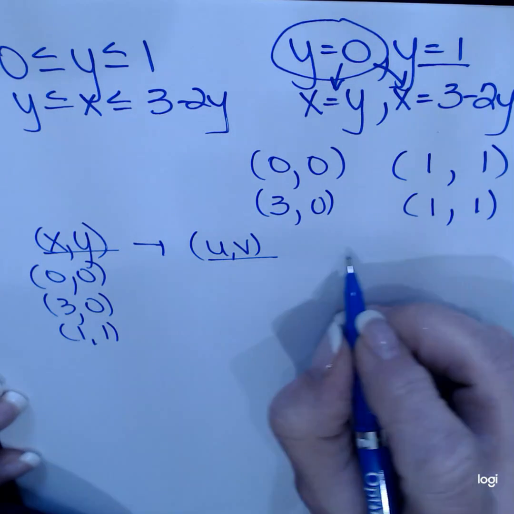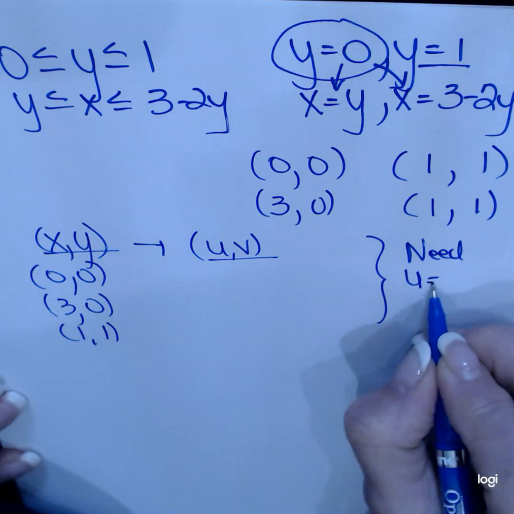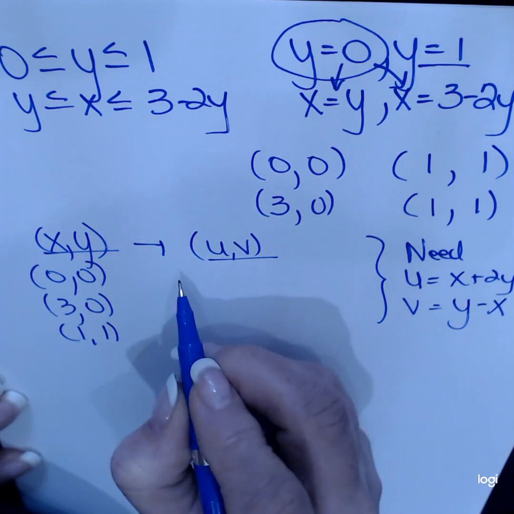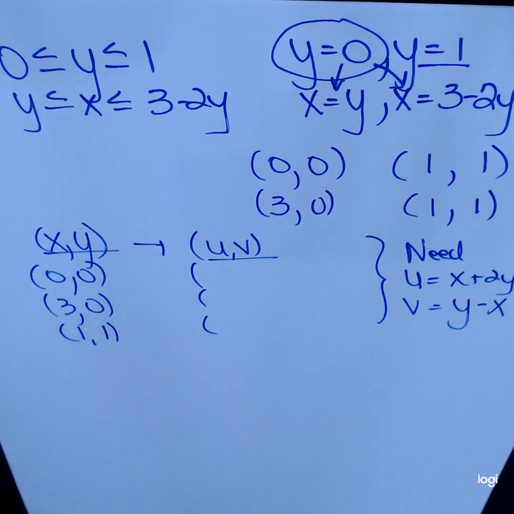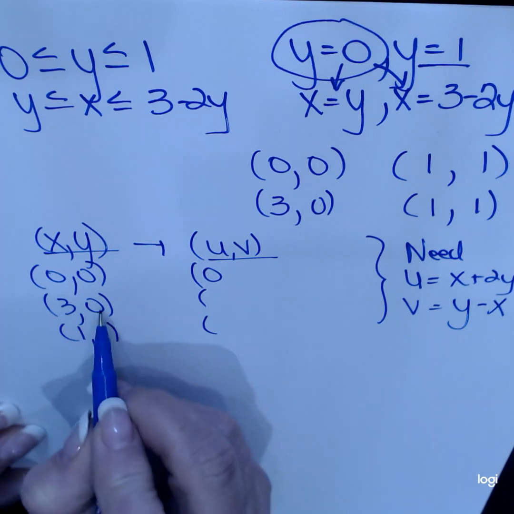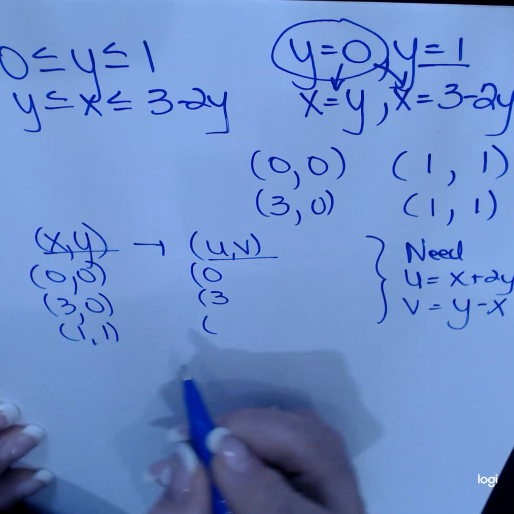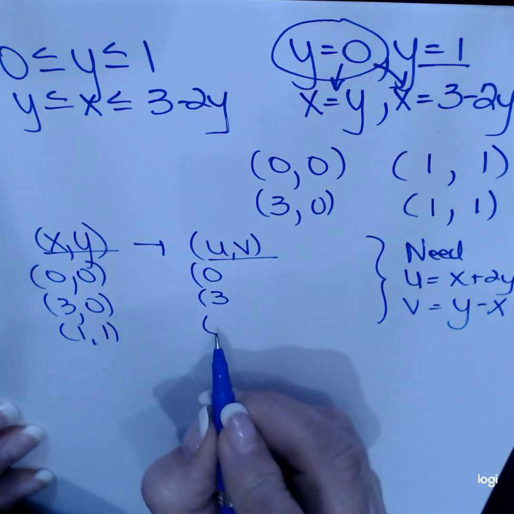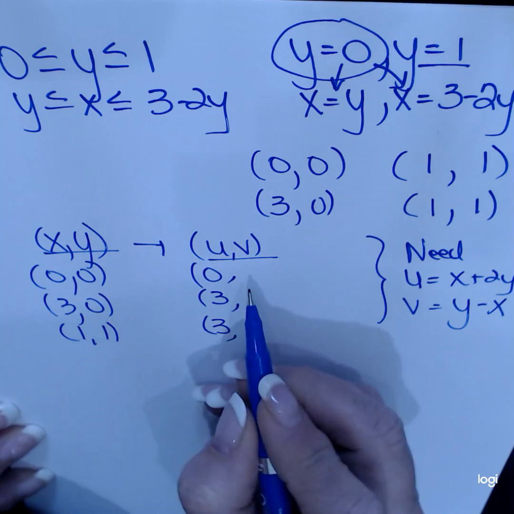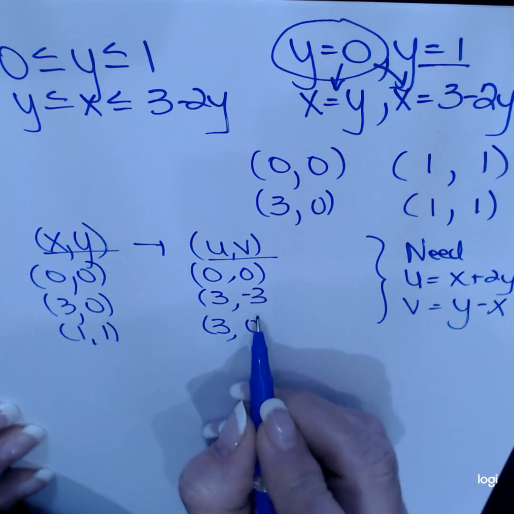And we were given, this is where we're going to need the u equal and the v equal. u was equal to x plus 2y, and v was equal to y minus x. So again, I like to do all my u's and then all my v's. So x plus 2y is 0. 3 plus 2 times 0 is 3. And 1 plus 2 times 1 is also 3. My v is y minus x. 0 minus 0 is 0. 0 minus 3 is a negative 3, and 1 minus 1 is 0.